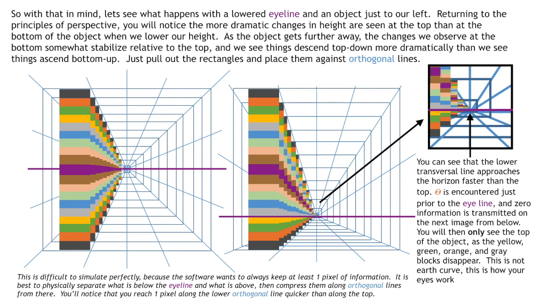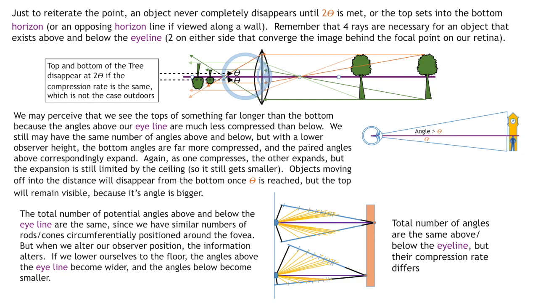You'll notice though, when you do that, you reach 1 pixel along the lower orthogonal line a lot quicker than along the top. And just to reiterate the point, an object never completely disappears until 2 theta is met, or the top sets into the bottom horizon, or an opposing horizon line if we're viewing something along a wall, let's say. The two common methods would be if 2 theta is met, or the top sets into the lower horizon, since the lower horizon is usually much closer in than the aspects above our eye line.